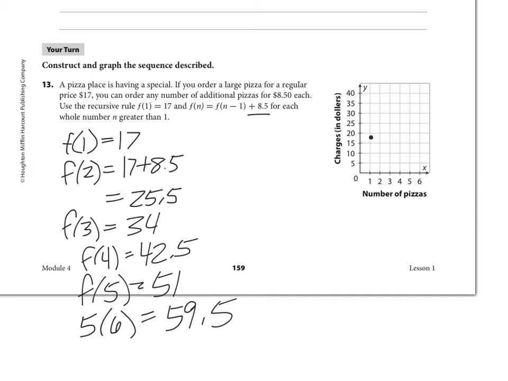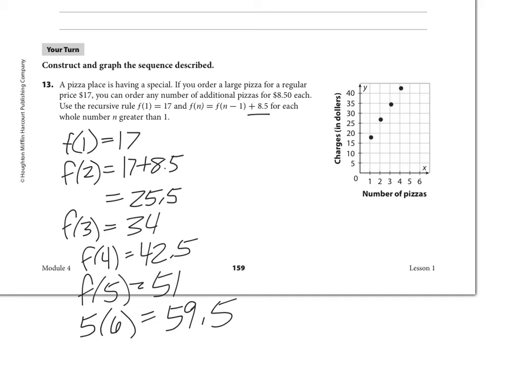2 is 25.5. So that's just barely above 25. That's a little off. Let's move it over a bit. Okay. 3 is 34. So 34 would be right about there. F of 4 is 42.5, which would be right there in the middle. Again, that's a little off. Sorry about that. And that's even worse. Try this again. It's a little better. And then f of 5 is 51. Well, that doesn't even show up.